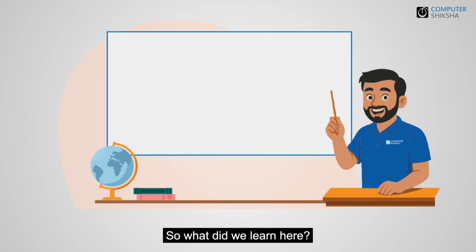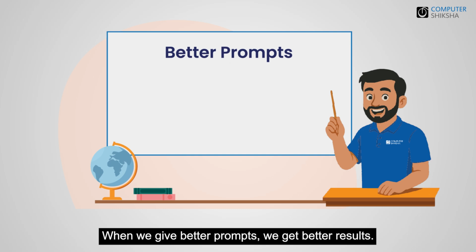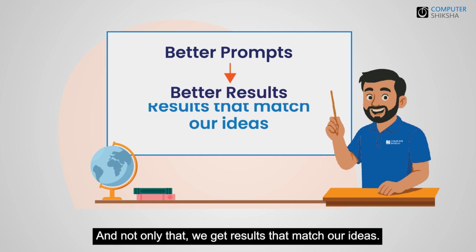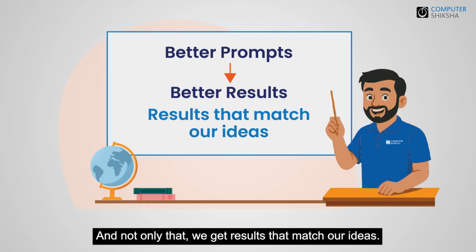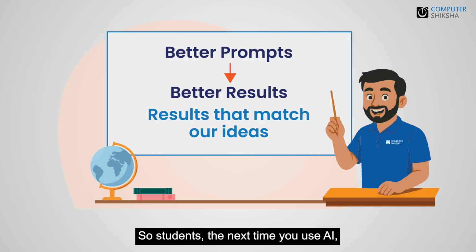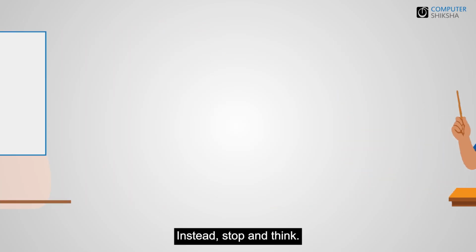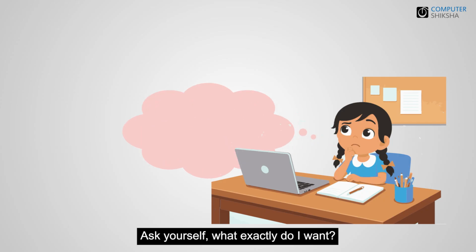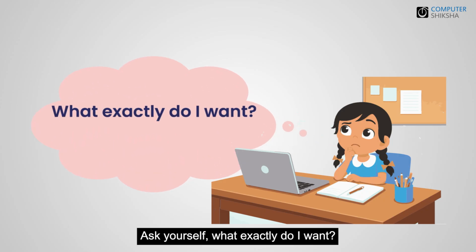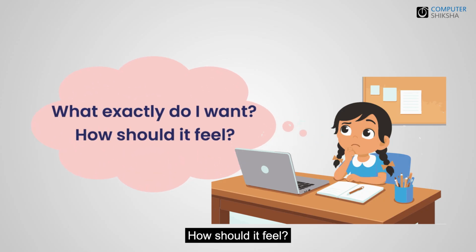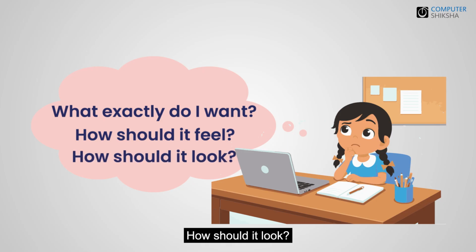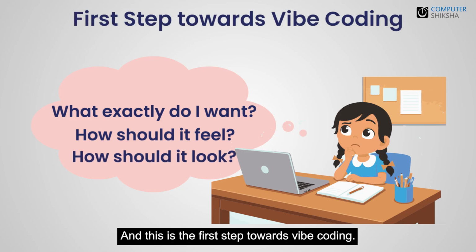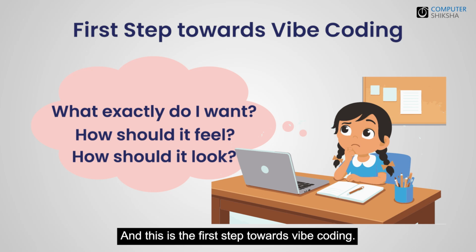So what did we learn here? When we give better prompts, we get better results. And not only that, we get results that match our ideas. So students, the next time you use AI, don't just say, write something. Instead, stop and think. Ask yourself, what exactly do I want? How should it feel? How should it look? And this is the first step towards vibe coding.